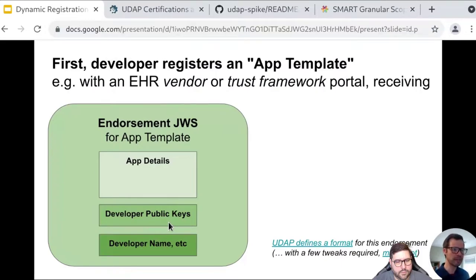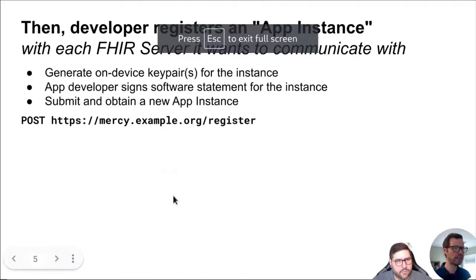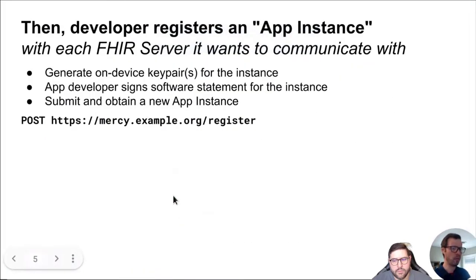And then the theory becomes, once the app developer has this endorsement JSON web signature, they might be able to then go and register their app with one specific copy of their app on one specific device, register that with a registration endpoint at a particular health system. So in the example, I'm going to be registering a copy of this app with mercy.example.org, and they have a dynamic registration endpoint.